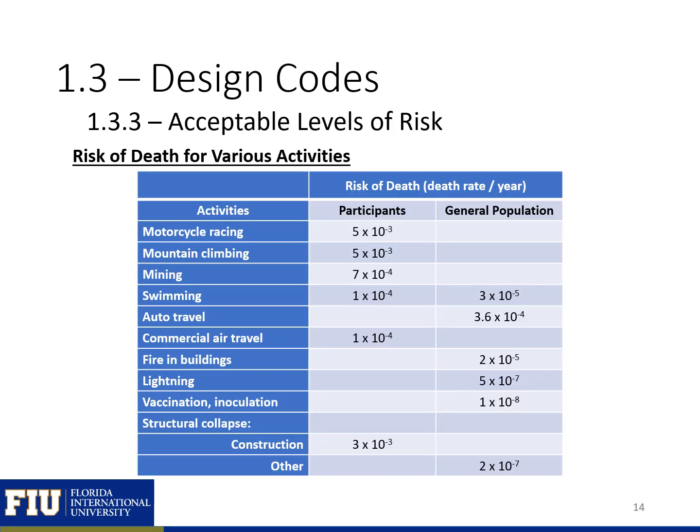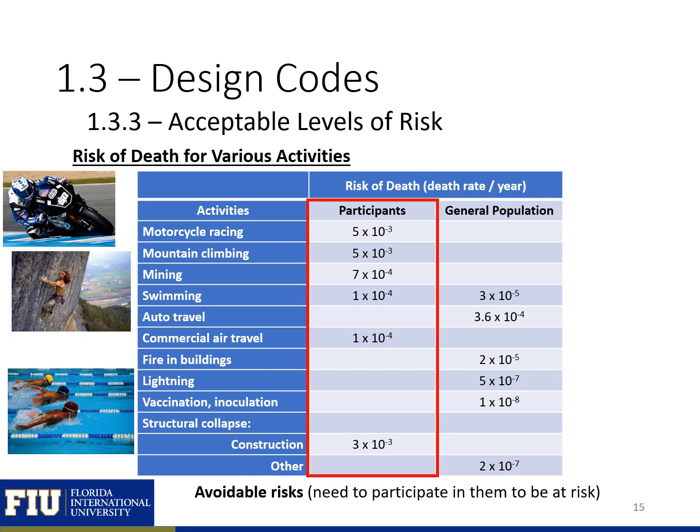We next need to discuss risk and what are acceptable levels of risk. So here's a table showing the risk of death for various activities. The left column in this table signifies avoidable risks. So these are risks that a user or somebody needs to participate in to be at risk. So somebody needs to race motorcycles to be at risk of dying because of motorcycle racing. So some other examples are mountain climbing, mining, swimming, commercial air travel. So these are risks that people can avoid.